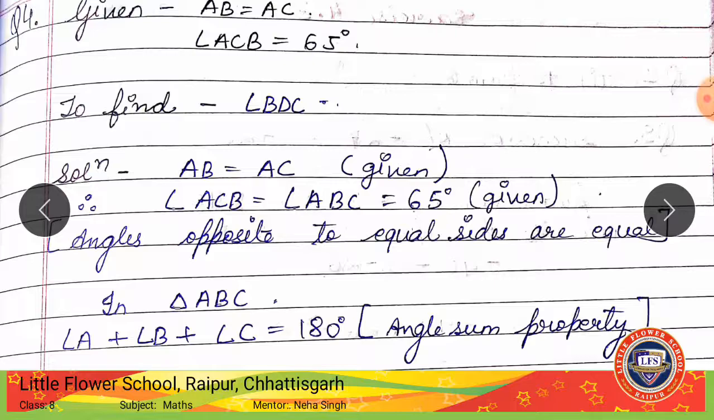First, we are going to write the given values. AB and AC are equal. ACB is 65 degrees. And what we need to find? We need to find BDC. Now, since AB and AC are equal, the angles opposite to them will also be equal. We have just now studied this in the third question, and we used it, right? Angles opposite to equal sides are equal. So ACB and ABC will be 65 degrees.